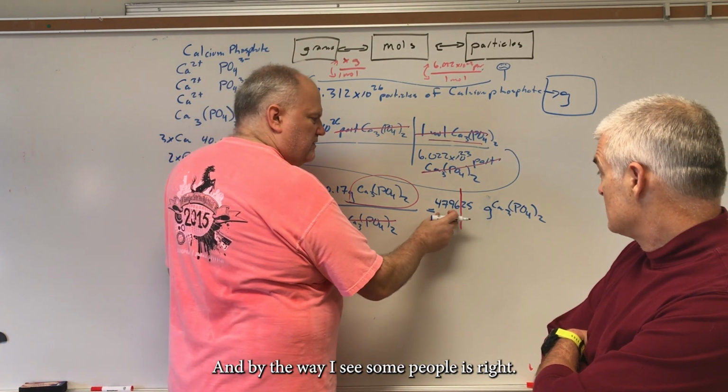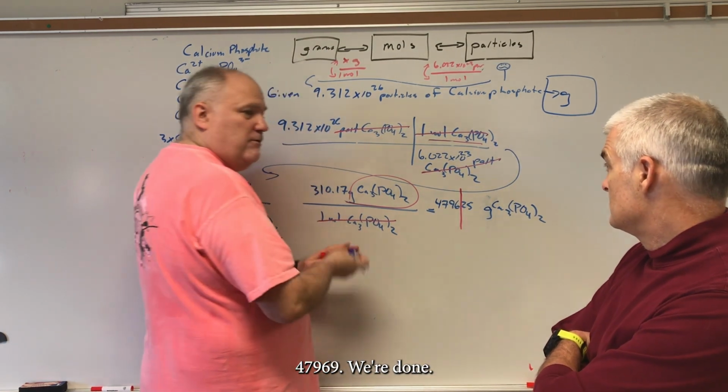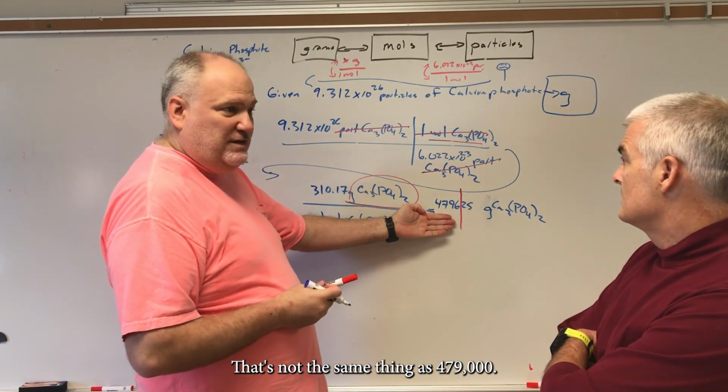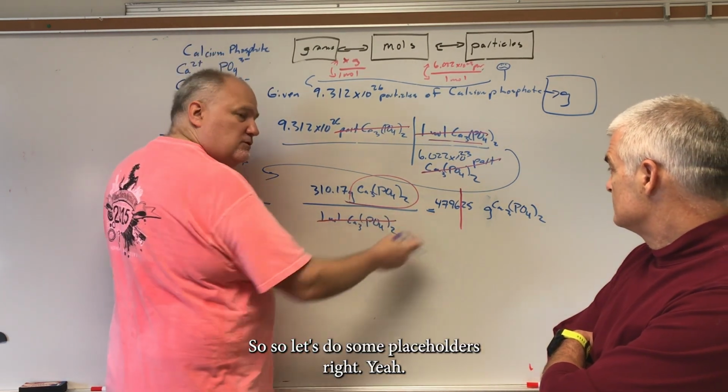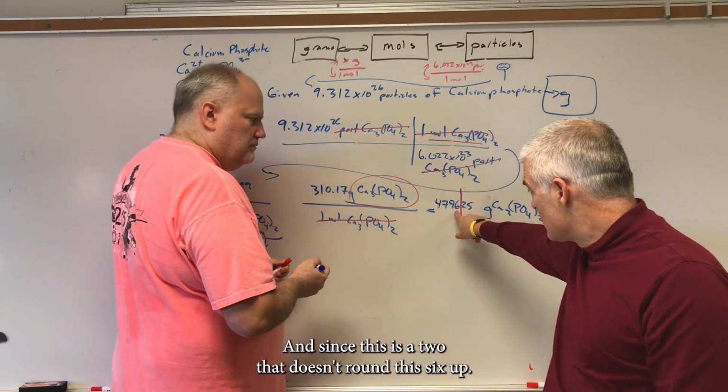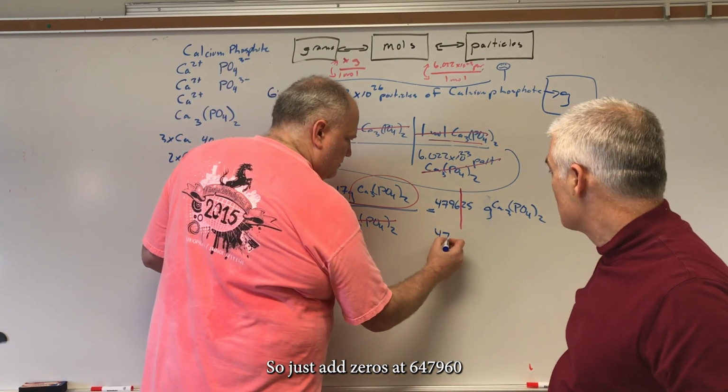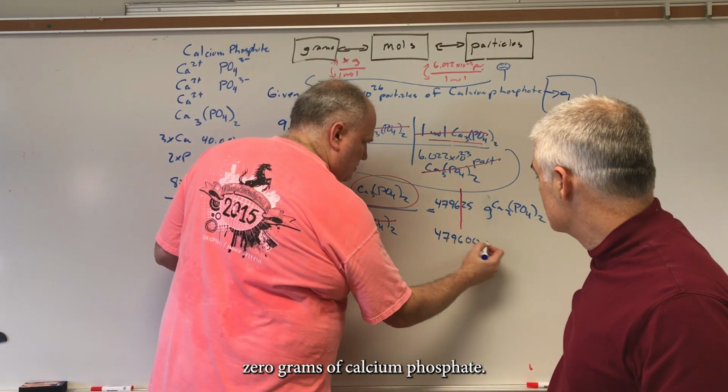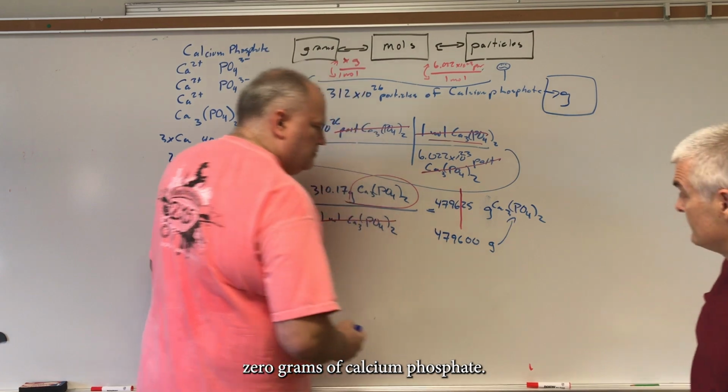And by the way, I've seen some people just write 4796 and go, all right, we're done. That's not the same thing as 479,600. So we're gonna have to use some placeholders, right? Since this is a 2, that doesn't round this 6 up, so we just add zeros at the end. So 479,600 grams of calcium phosphate.